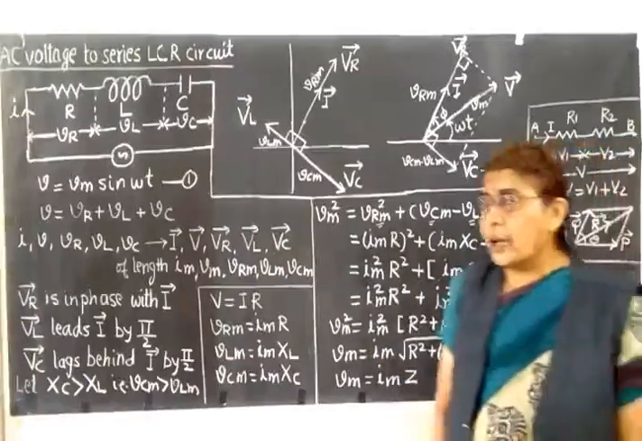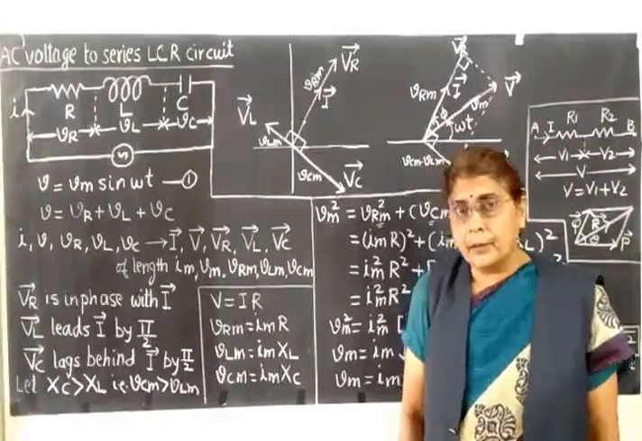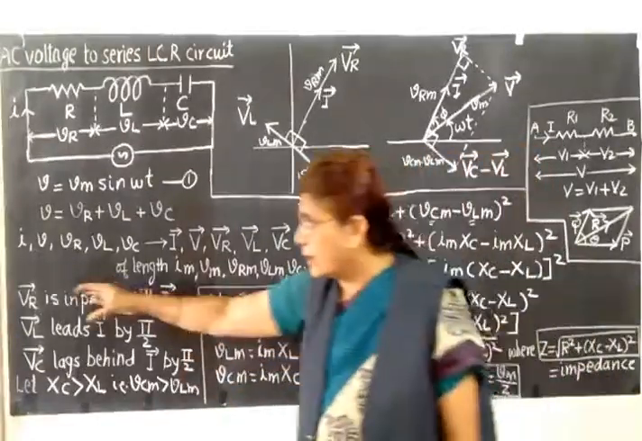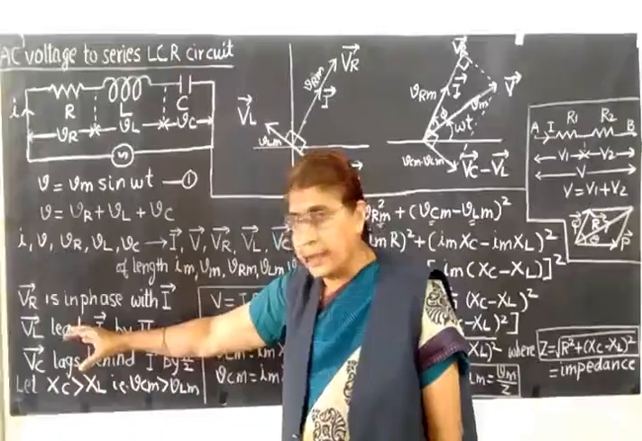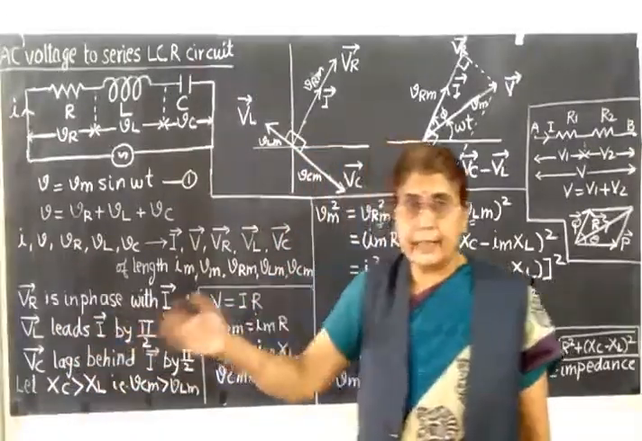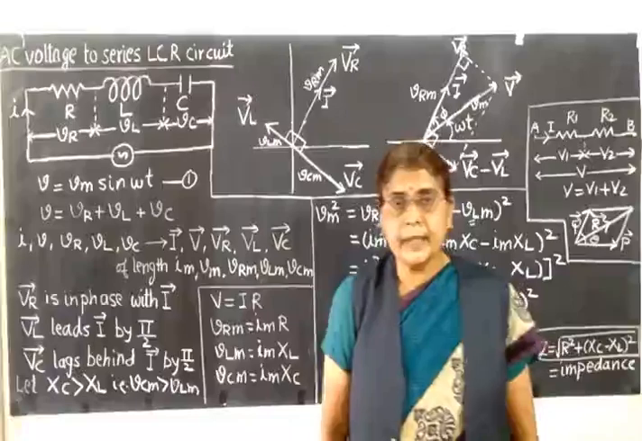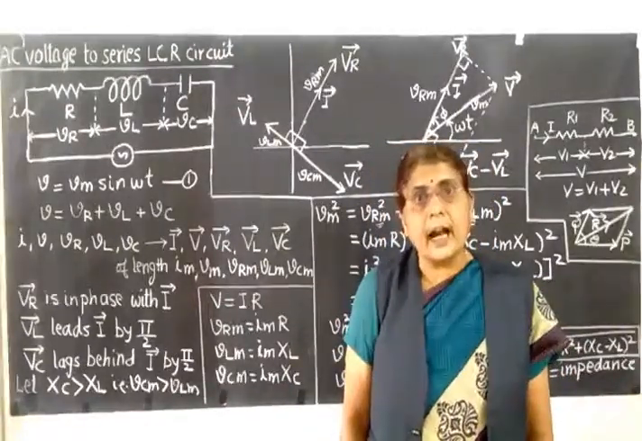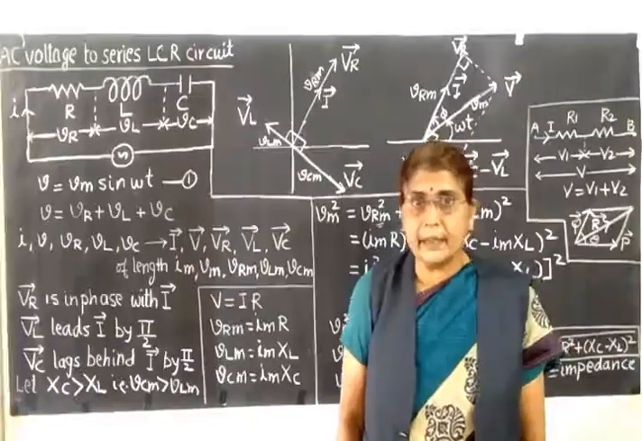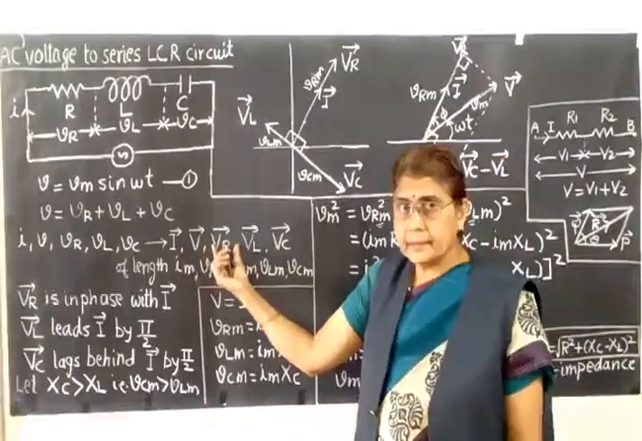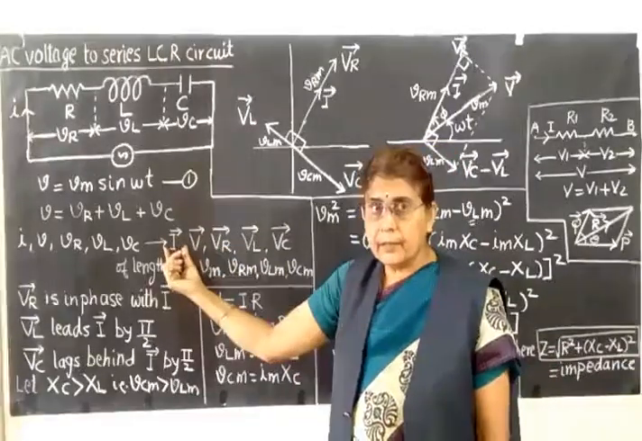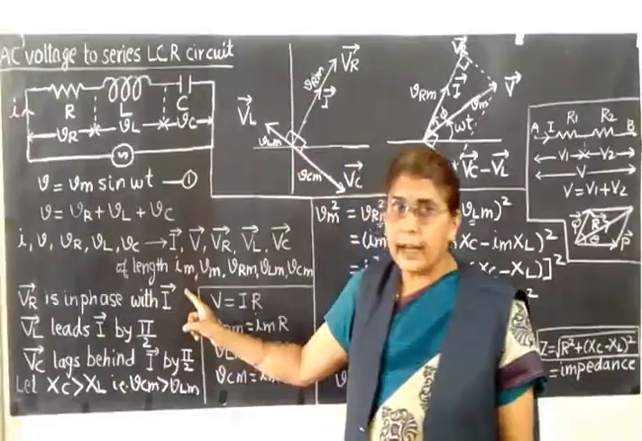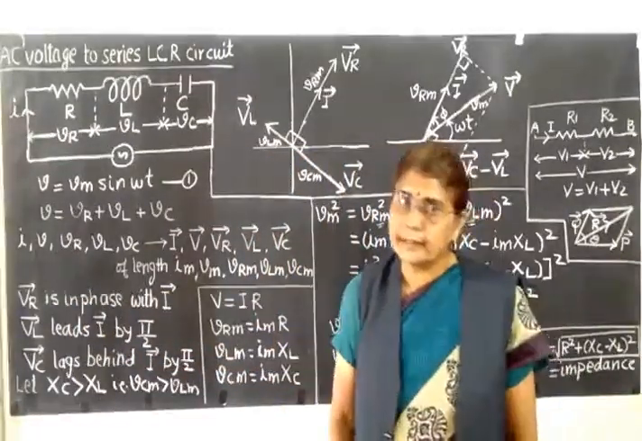So now we shall write down the phase relation between voltage and current for resistive circuit, inductive circuit and capacitive circuit. This we had studied last time. So what we had studied? In the resistive circuit, the voltage and current are in the same phase. So what is the meaning now? Voltage VR is in phase with vector I. I have written it here. VR is in phase with I. Voltage and current are in the same phase.